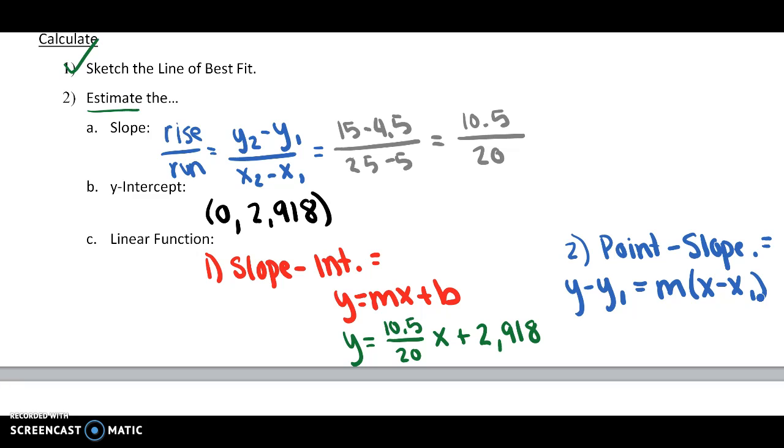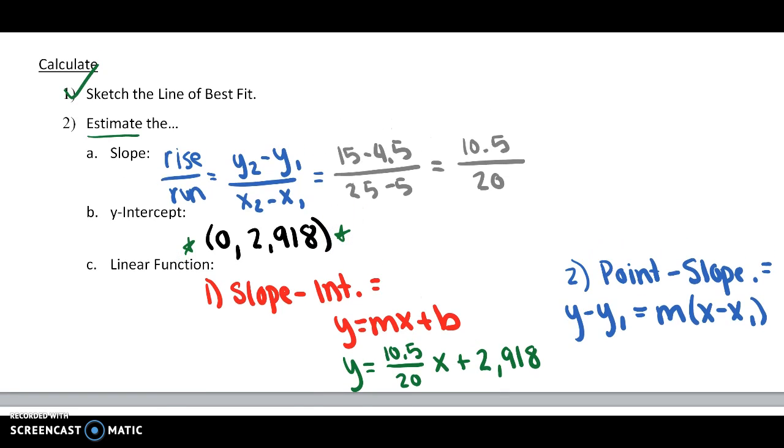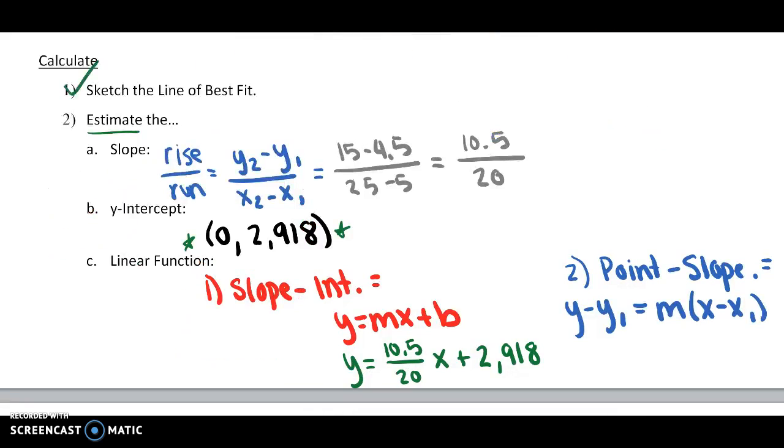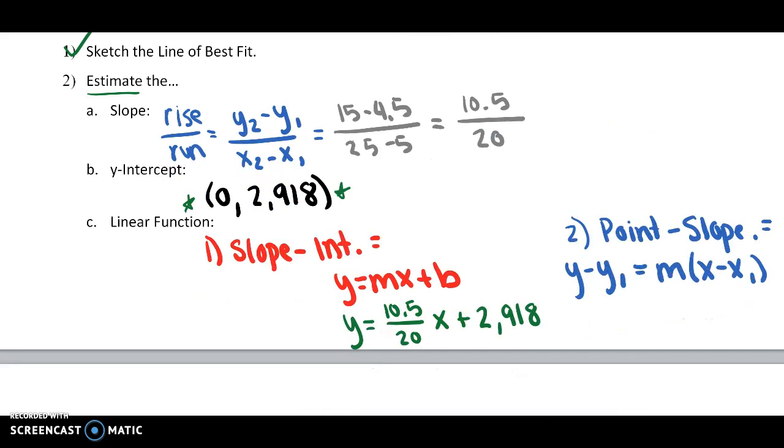Okay, so plugging in information again, let's see. We know our point could be the y-intercept, or if you're feeling like having fun, you can pick a different point on here. It doesn't matter what point you pick. Up to you. Since we already know our y-intercept, I'm just going to plug that in. So y minus your y coordinate, our y coordinate is 2,918, equals our slope, which is 10.5 over 20 times x minus your x coordinate, which is 0.